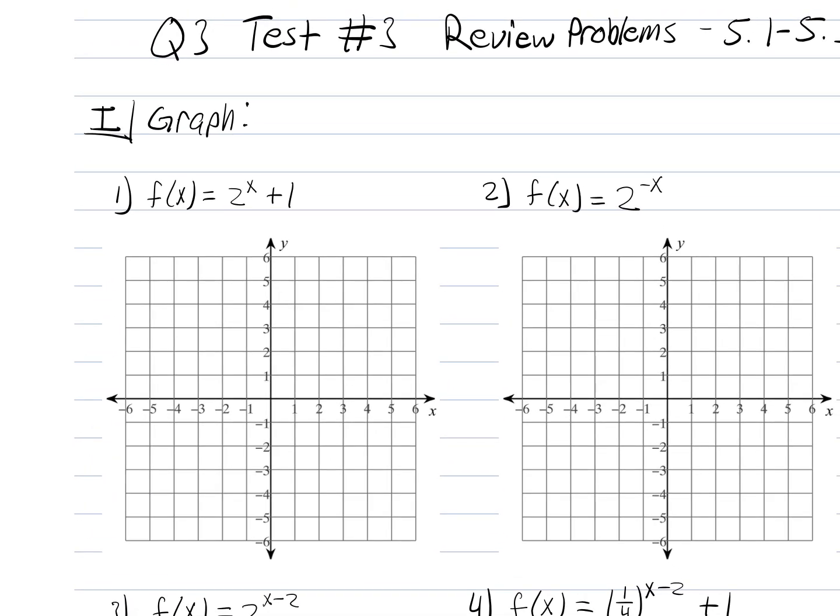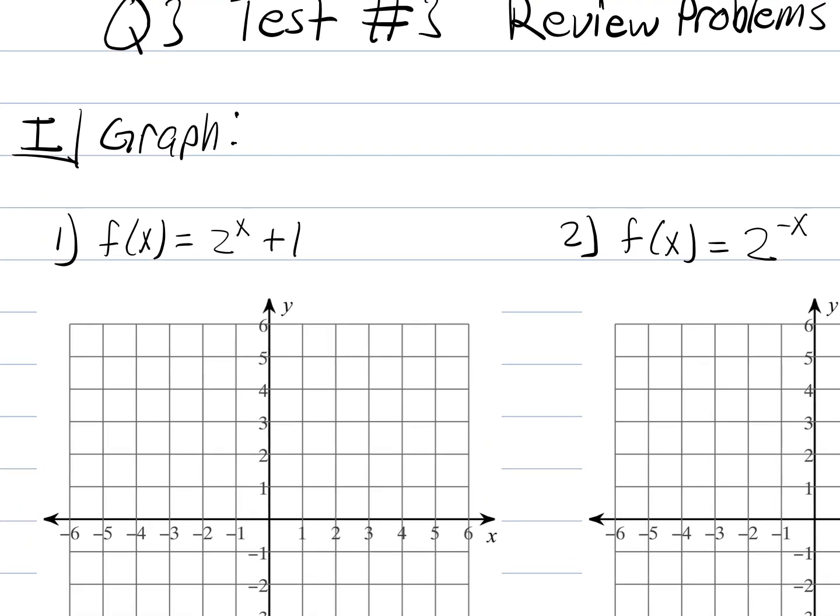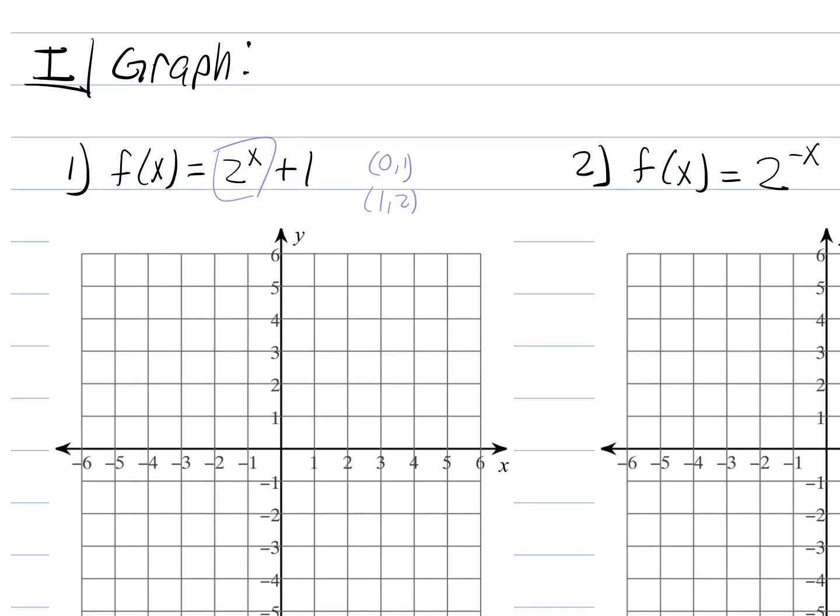There's two ways I taught you guys how to do this. You could either make a table and pick some values, or you could pick the 2 points based on the parent function and then graph it from there, your transformations. All right, so if you do it the way that I showed you guys, the 2 to the x is going to have the parent function 0, 1, and 1, 2. So if you plot those points, it looks something like this. Right, so I know it's going to look something like that.